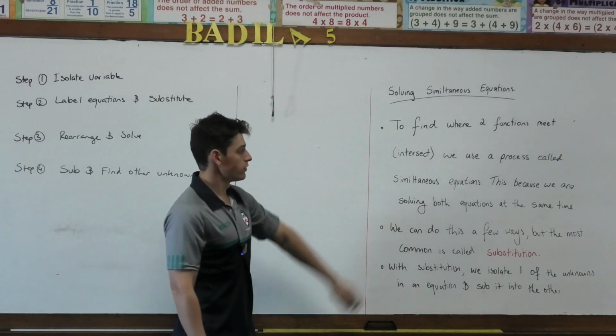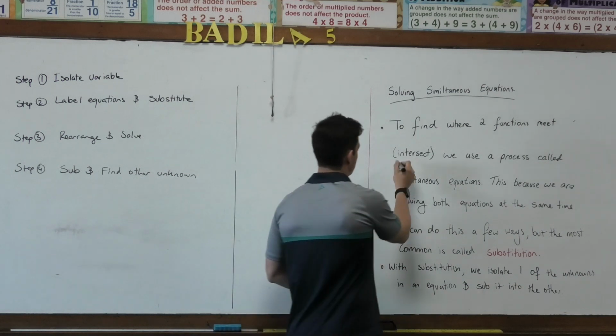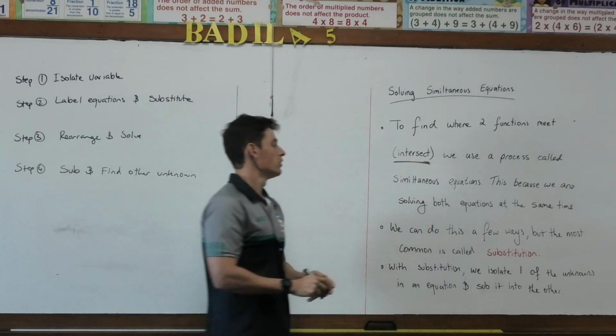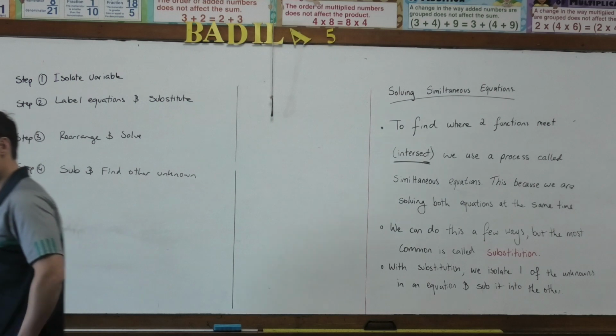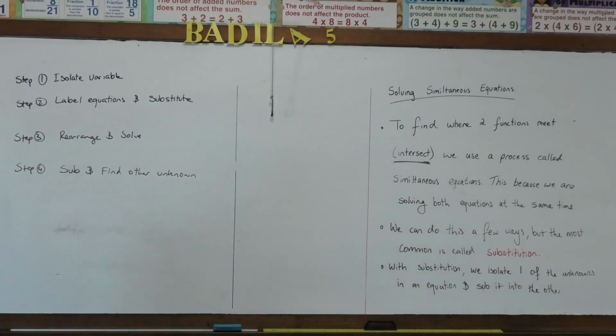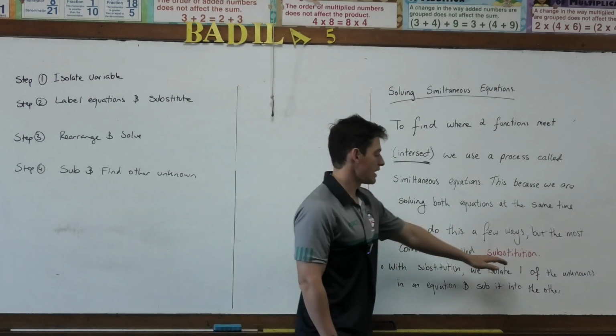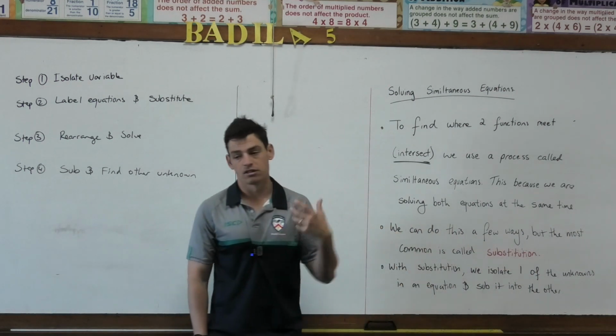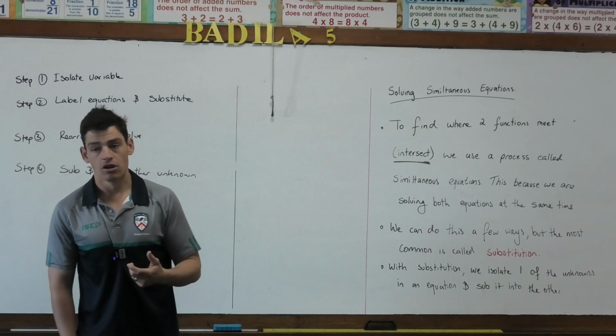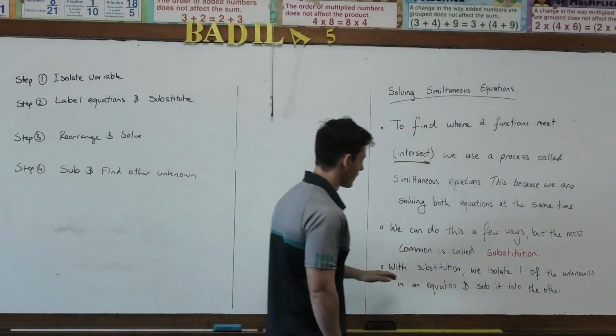So, to find where two functions meet, a key word for that is intersect. So to find the intersection point, we use a process called simultaneous equations. There are a couple of ways we can do this, but the most common way is called substitution. And that's the way that we've been dealing with it to this point in time.